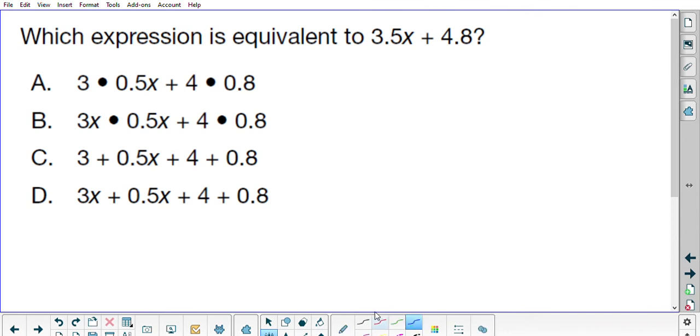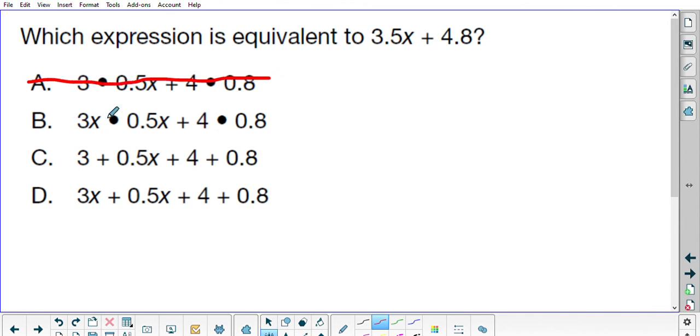Is the answer choice A? Well, choice A says 3 times 0.5x. If you take 3 times 0.5x, that would give you 1.5x. Well, that's not what the original problem had. Furthermore, if you take 4 times 0.8, that would not be 4.8. That would be, what, 3.2? So choice A, goodbye, you are not correct.